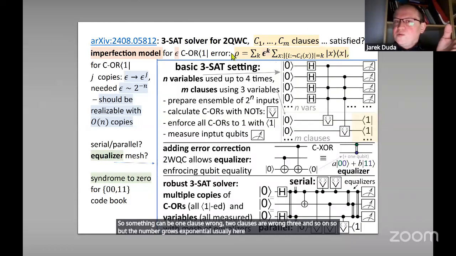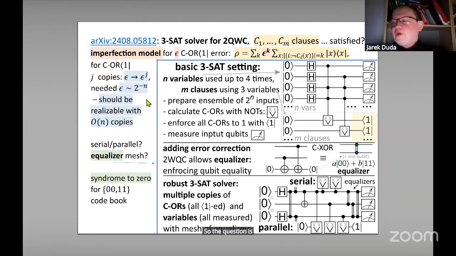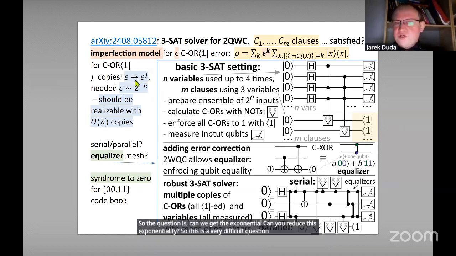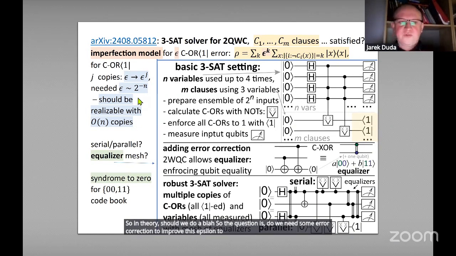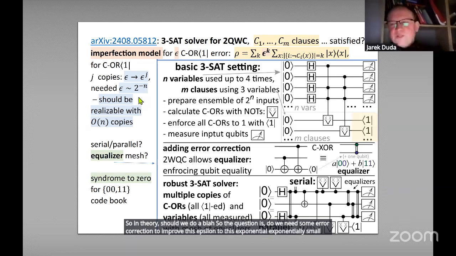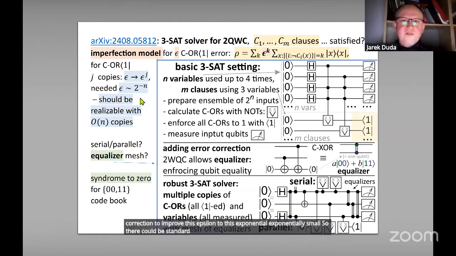To be certain that we can solve any problems, we need very low epsilons. So the question is, can we reduce this epsilon exponentially? This is a very difficult question. Generally, working on copies, we should have powers of this epsilon, so it should improve. So in theory, it should be doable. The question is, do we need some error correction to improve this epsilon to be exponentially small? There could be standard approaches, but a two-way quantum computer allows for some better mechanisms for error correction.